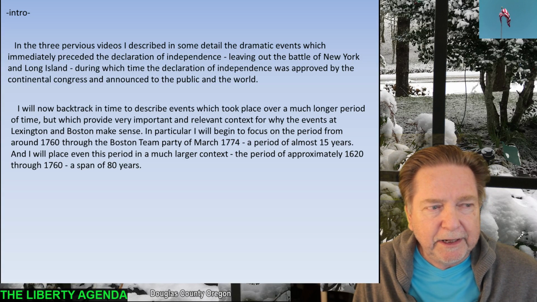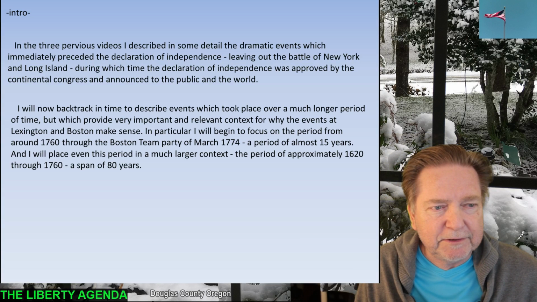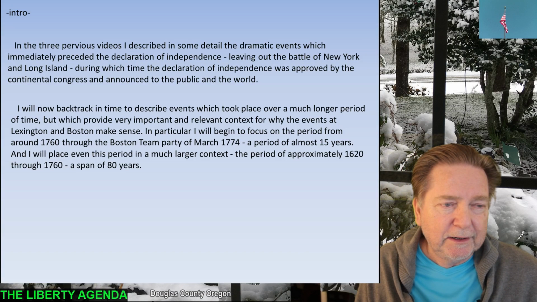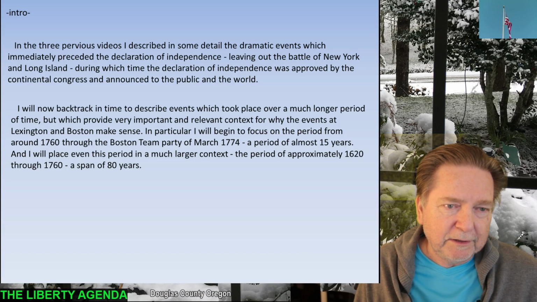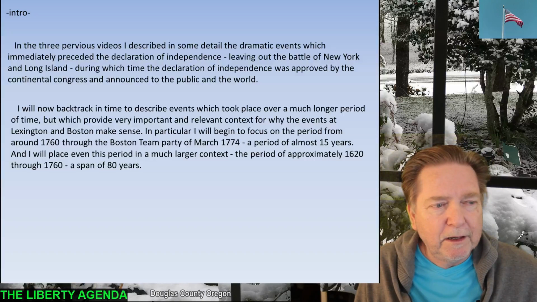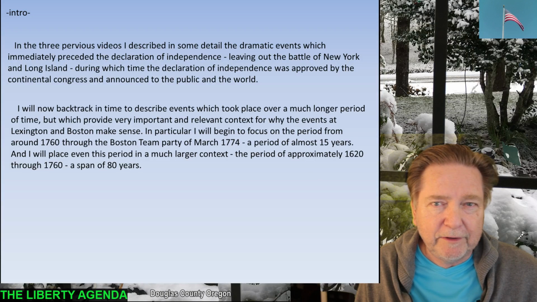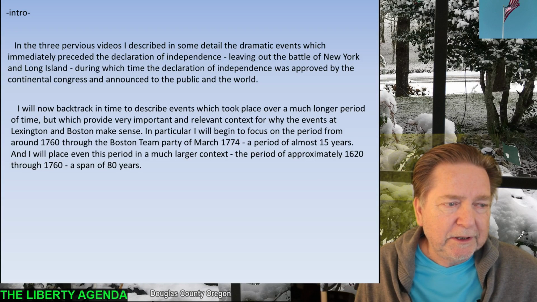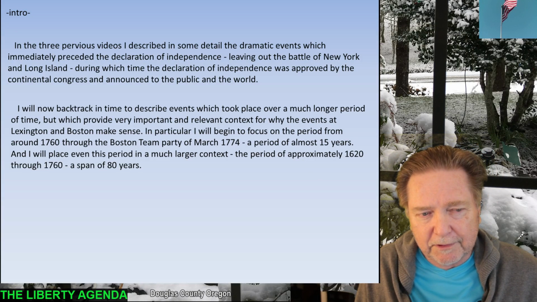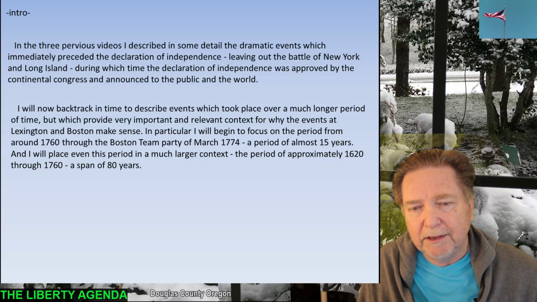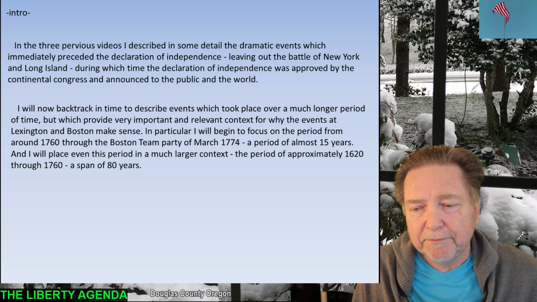In this video, I will backtrack in time to describe the events which took place over a much longer period of time, but which provide a very important and relevant context for why the events at Lexington and Boston make sense. In particular, I'll focus on the period from around 1760 through the Boston Tea Party of March 1774, a period of about 15 years. And I'll place even this period in a much larger context, the period of approximately 1620 through 1760, a span of time of about 80 years.